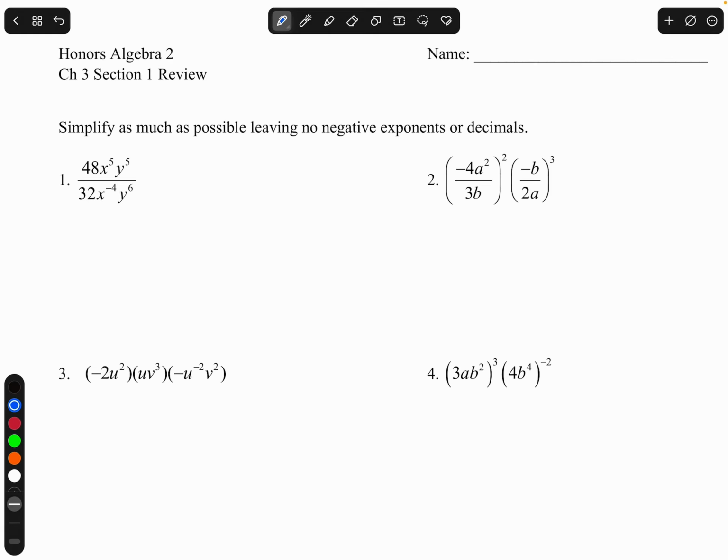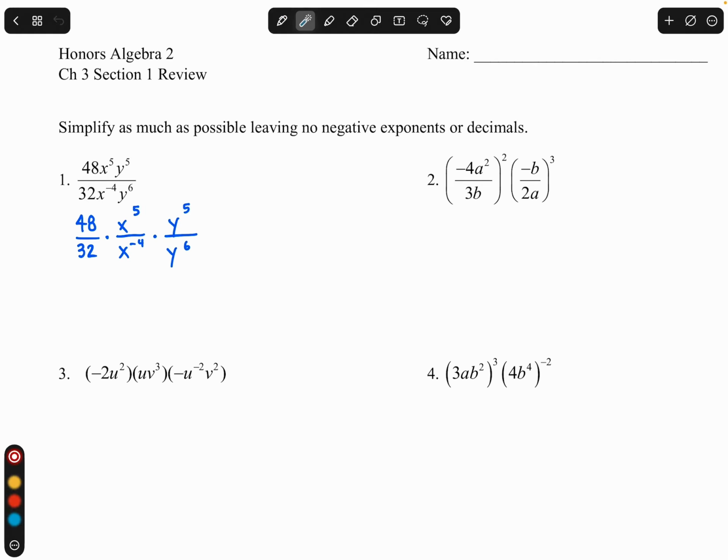All right, let's look at number 1. Number 1, as you read it here, it says 48x to the 5th y to the 5th over 32x to the negative 4th y to the 6th. The easiest way to do this one, let's just break it into compatible parts. We've got 48 over 32 times x to the 5th over x to the negative 4th times y to the 5th over y to the 6th.